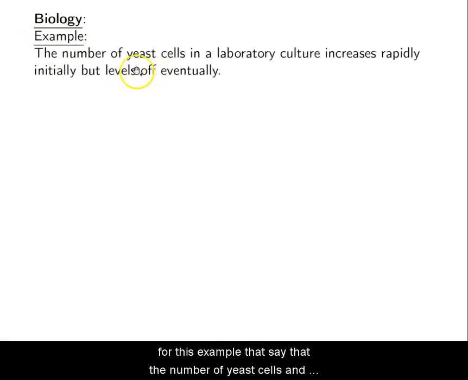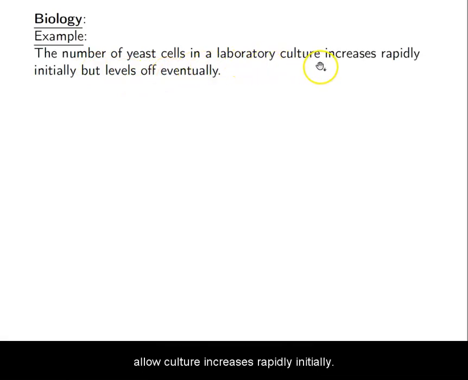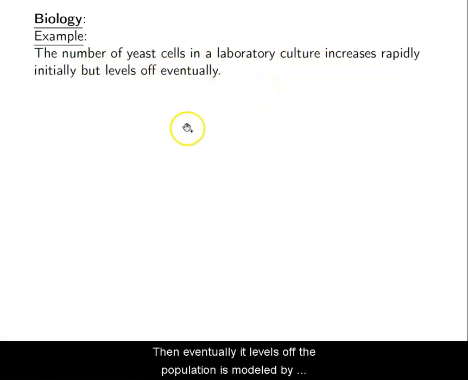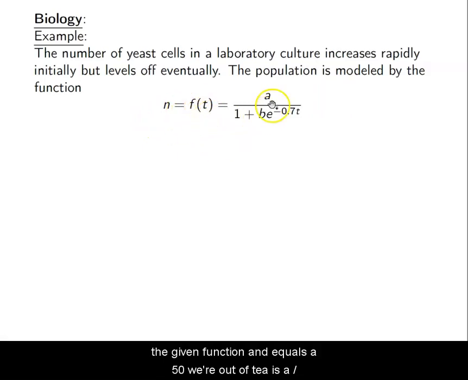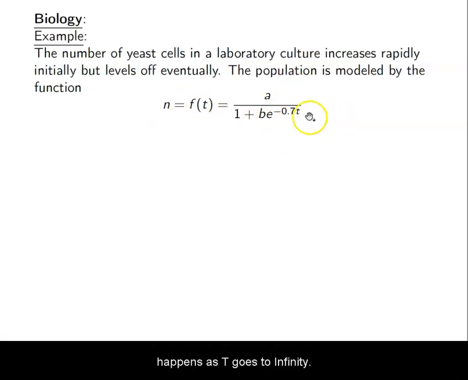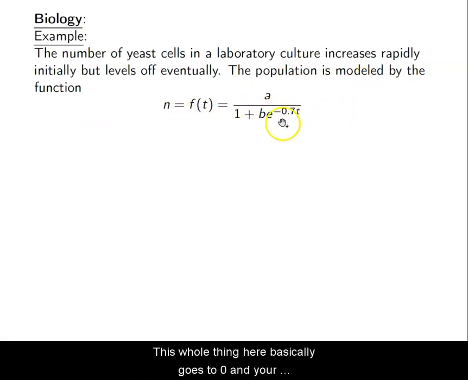So for this example, let's say that the number of yeast cells in a lab culture increases rapidly initially, but then eventually it levels off, right? The population is modeled by the given function, n equals f of t, where f of t is a over 1 plus b e to the negative 0.7t. So if you think about this, what happens as t goes to infinity, this whole thing here basically goes to 0, and you're kind of left with just a over 1, right? So it levels off at a, but initially it's going to increase very, very quickly.